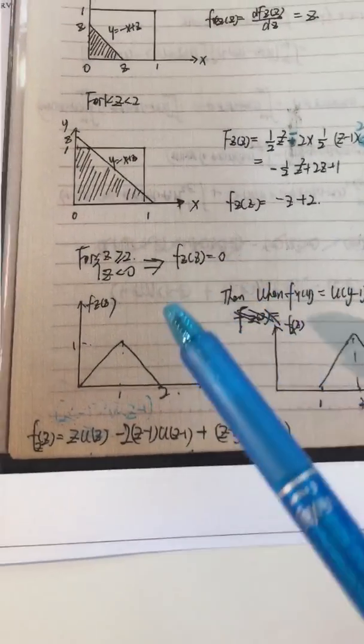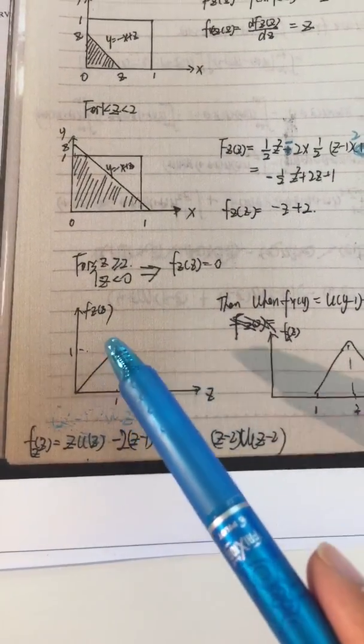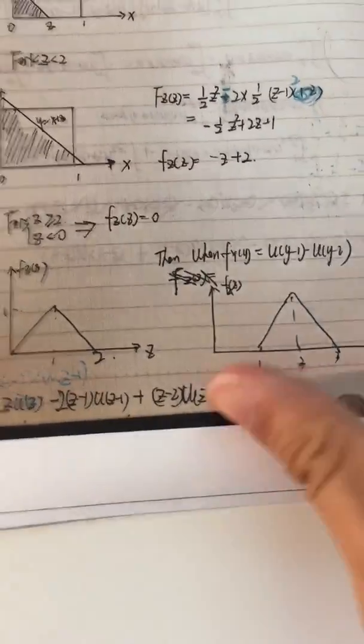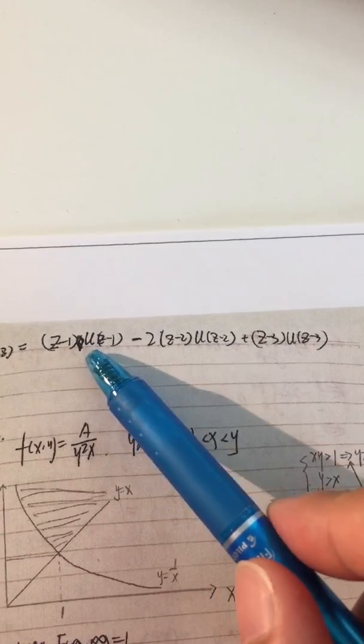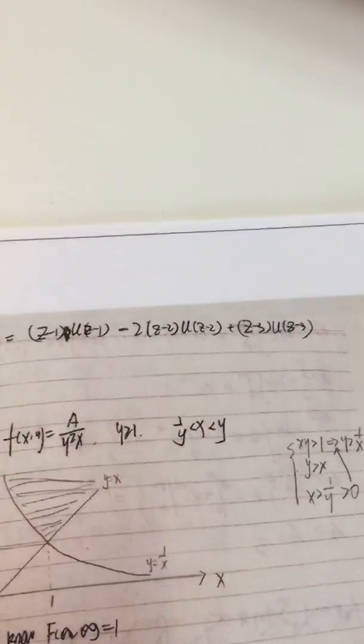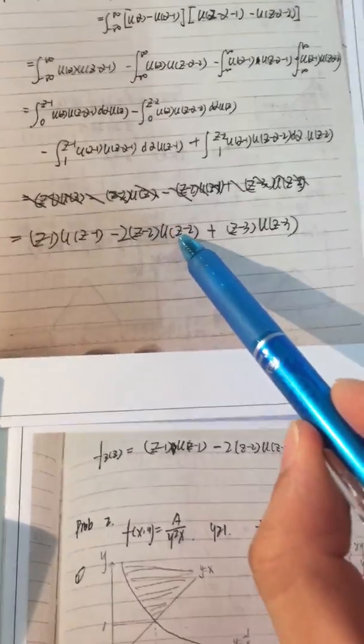Actually this part stands for this fz. For this plot, fz is equal to z minus 1 times u(z minus 1) plus this, which is the same result as we get from the first method. Okay, so this is problem 1.